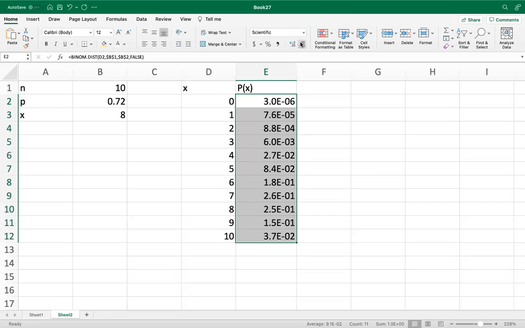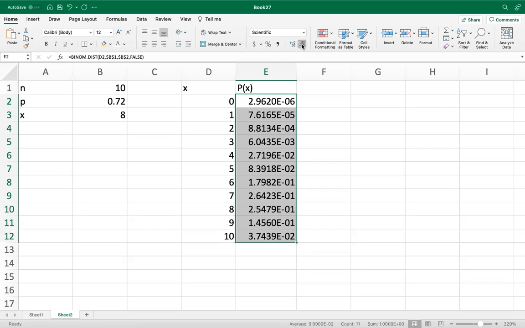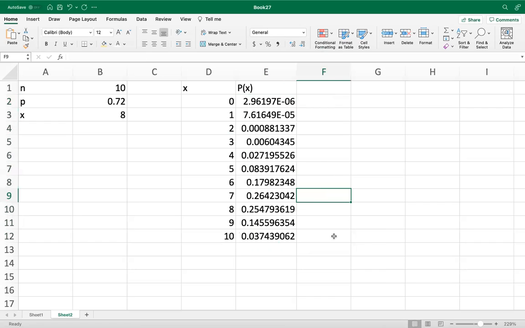Let's go out 4 decimal places. And let's not make it scientific notation. Let's just make it a general value. All right, there we go. Much better. Okay, I guess we can't fix it. Okay, so from here, 8 is that same value that we were talking about earlier. Cool, these other values are pretty much exactly the same.